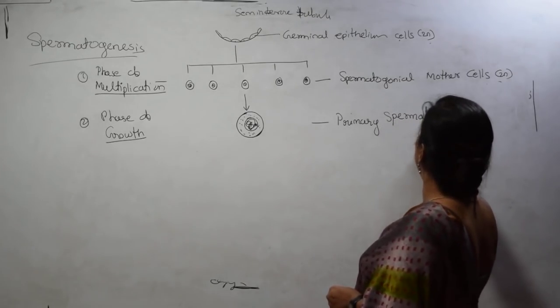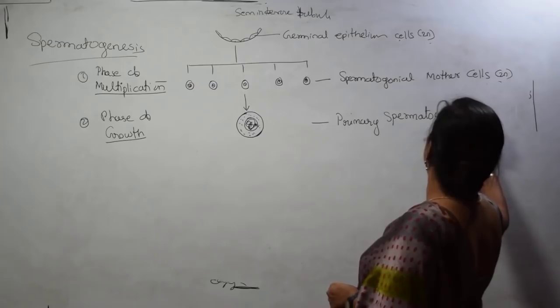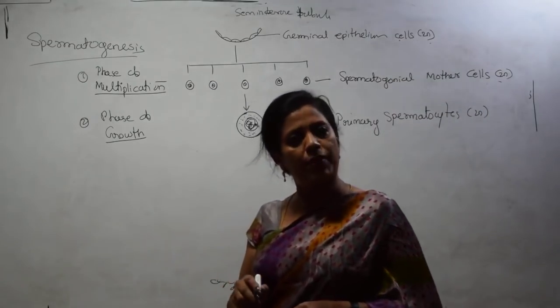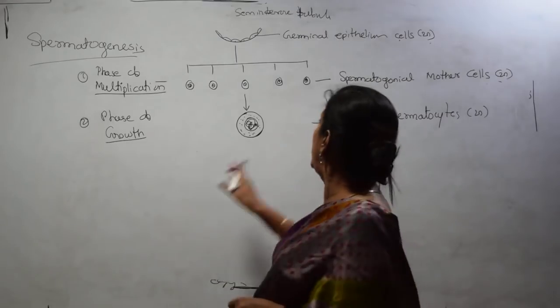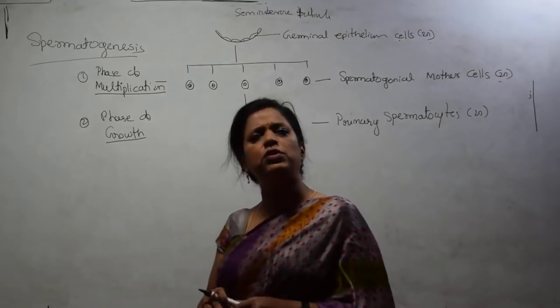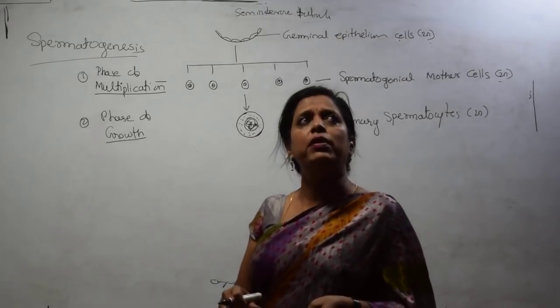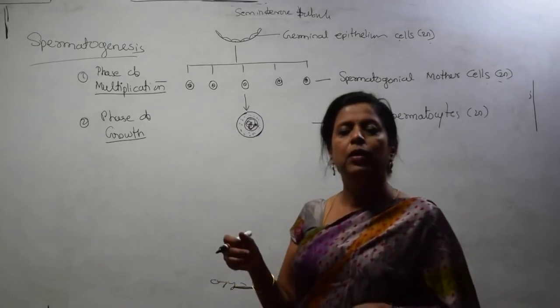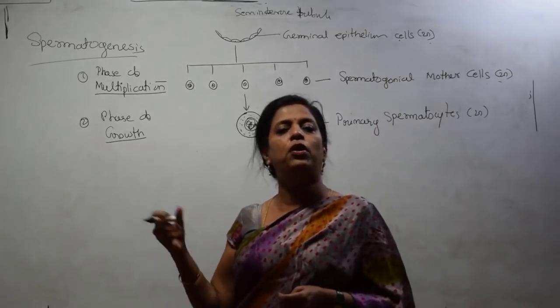This also is diploid in nature. Remember, it is a diploid structure because no meiosis has happened yet. Therefore, the primary spermatocyte is also a diploid structure. This is a very important question for 1 mark questions. Whenever you go through any of the papers, they will ask: is the primary spermatocyte haploid or diploid?